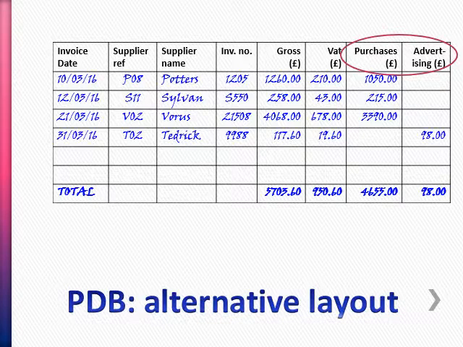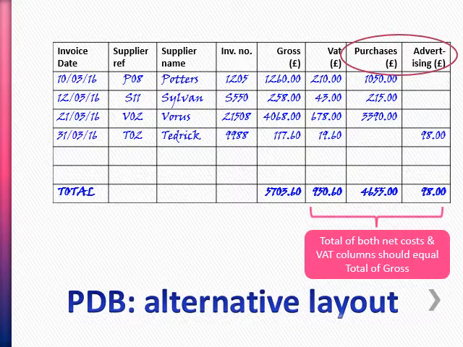So here in the example on the screen, we've got some suppliers who are providing us with goods, and we'll record those in the purchases column, and we've also got a supplier dealing with us on credit terms in respect of advertising costs. So we've recorded that as a separate column. Just remember, the total of both of our net costs in this instance plus the VAT should cross-add and check to the total of our gross amount.